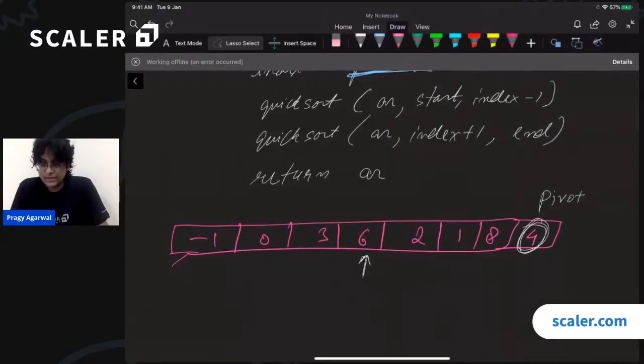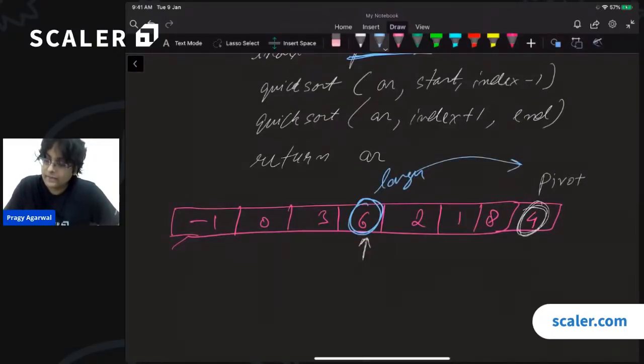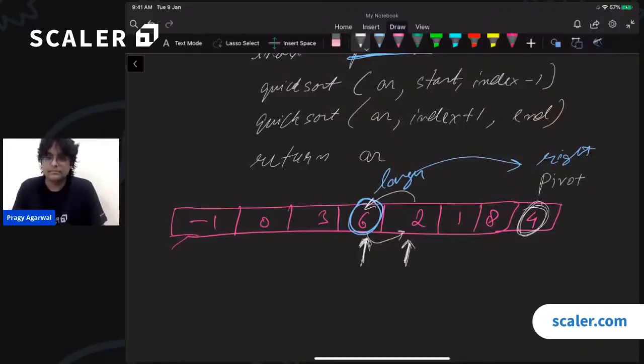So what I need to do is I need to swap this 6 with something. I don't want the 6 over here. I want the 6 in the larger set, over at the right. So what I will do is I will mark its position. I will remember its position and I will continue forward. When I come to 2, I will swap this 2 with this 6. So this 2 will come over here, and this 6 will come over here.